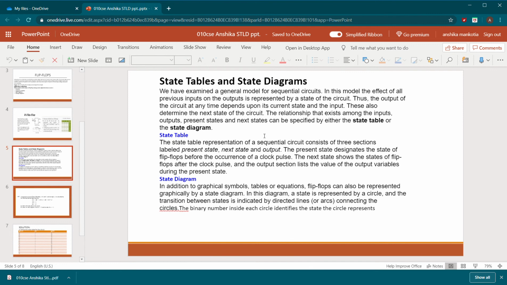In addition to graphical symbols, tables, and equations, a flip-flop can also be graphically represented, and its graphical representation is known as a state diagram.